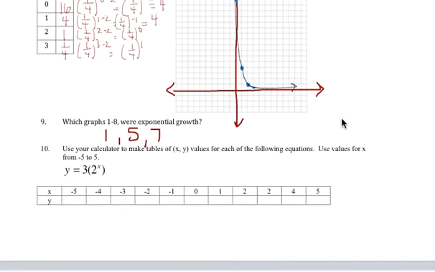Number 10 says, and here's where you're going to start using your calculator. We didn't need our calculator until now, right? And you need to be able to do them without calculators until you are given permission to use them, all right? It says, use your calculator to make tables of x, y values for each of the following equations and use values for x from -5 to 5. So you already have your table set up, -5 to 5. So we are going to use our calculator to plug in these numbers.